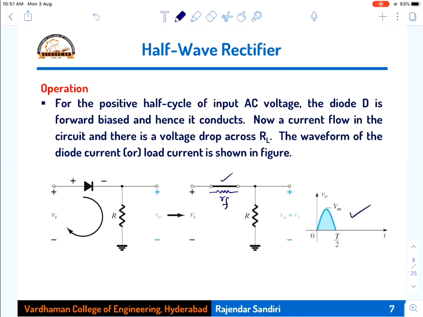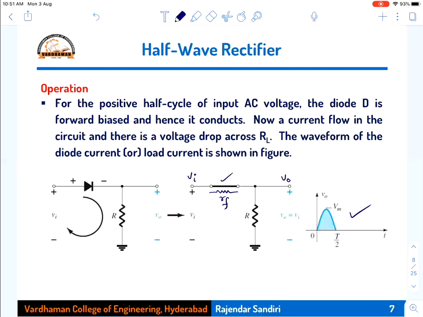Therefore, you will get an output voltage which is the same as the input voltage, because it is a short circuit. Here the voltage is V naught, and here the voltage is Vi. Because it is a short circuit, output voltage and input voltage are both the same, ideally. But because of the forward resistance, some drop may be there, which we will see in the next slide. So assume that it is ideal, then output and input are the same.